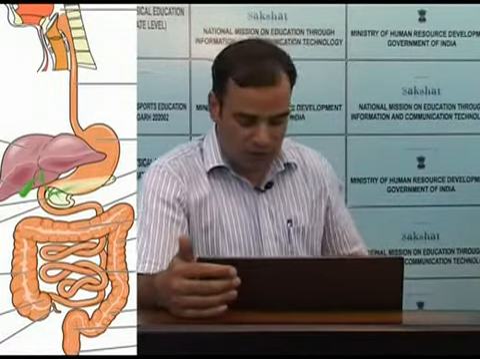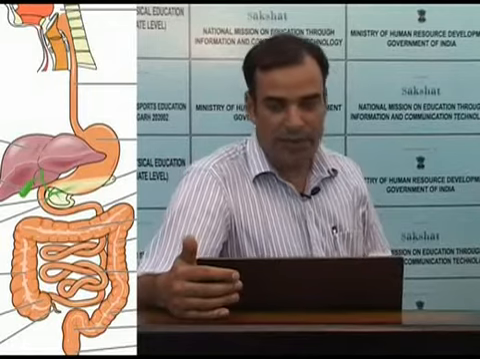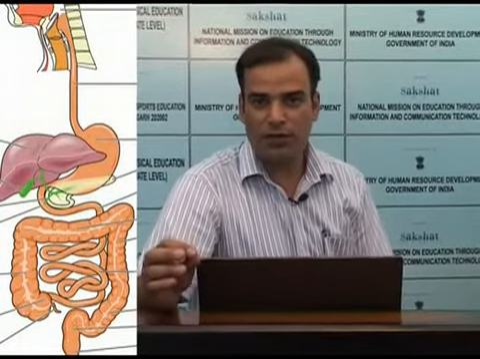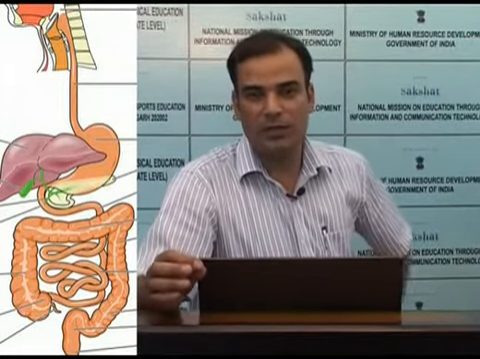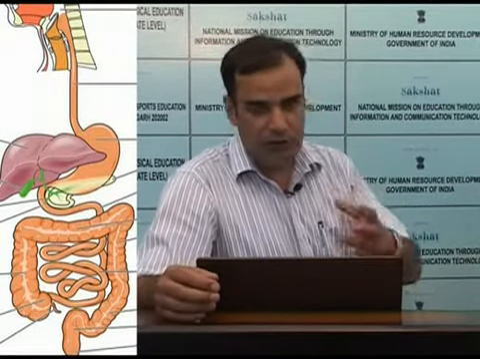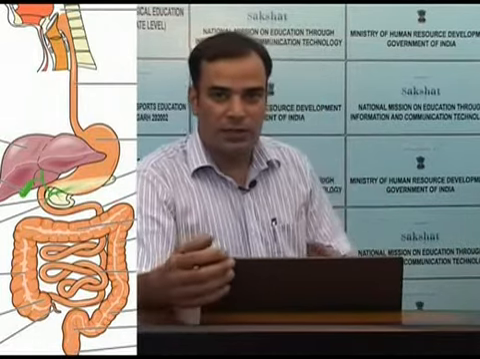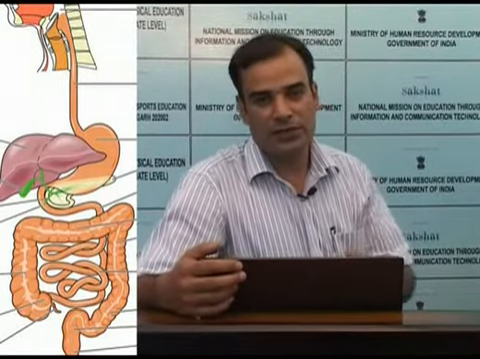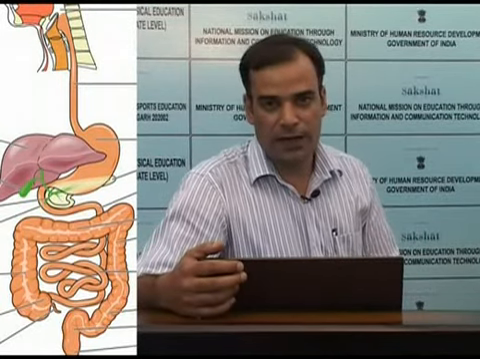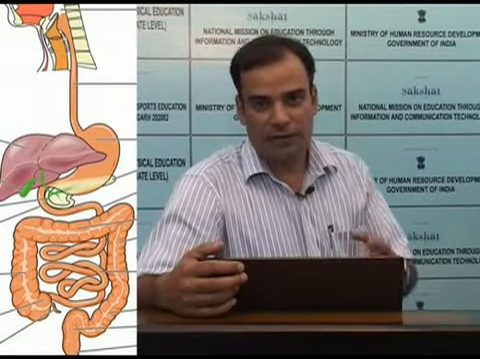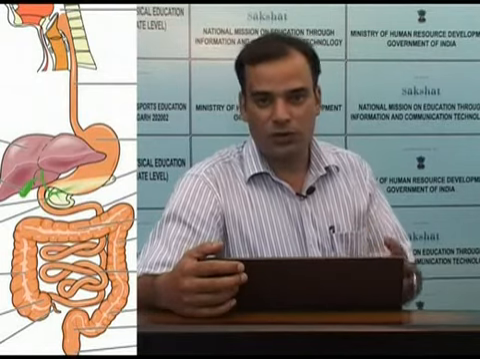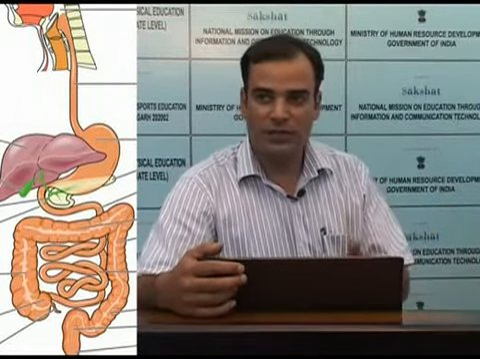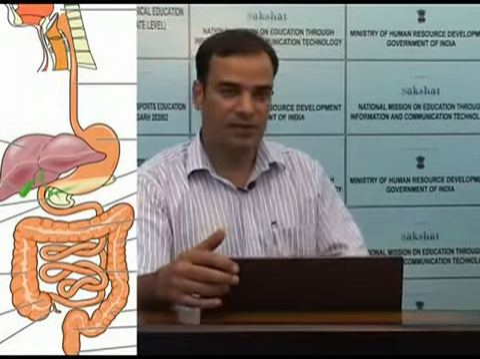The number of neurons in these plexuses is about 100 million, which is nearly equal to the number of neurons present in the whole spinal cord. From this you can judge the importance of this intrinsic nervous system regarding the functions of the GIT. In fact, GIT can function on its own, without the external nervous supply, with the help of its own nervous system called the enteric nervous system.